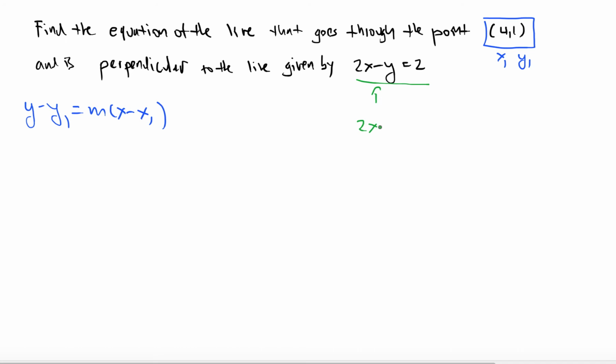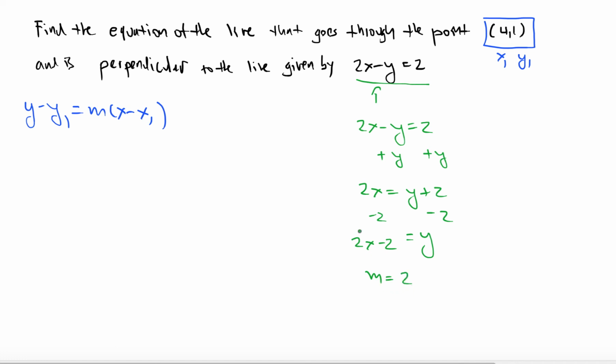If we have 2x - y = 2, the best thing to do is to solve for y. If we add the y to the other side, that'll make it positive. So 2x = y + 2. And then we'll subtract the 2 over, so we get the y by itself: y = 2x - 2. Notice, what is the slope of this line? The slope of this line is 2.